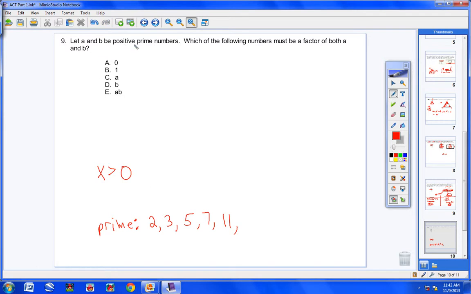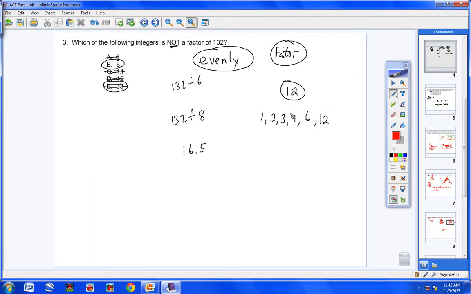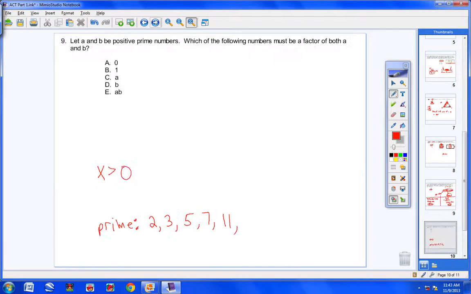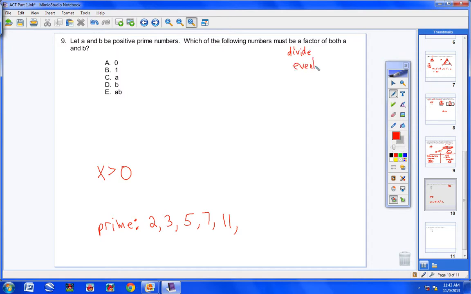Let A and B be positive prime numbers. Which of the following numbers must be a factor? Now, guys, about 6 or 7 problems ago, I was reviewing what factors are. Factors are numbers that go into a given number evenly. Okay, that's what a factor is. Let's go back to this problem. Which of the following numbers must be a factor? Or another way to say this, which of the following numbers must divide evenly? That's what factor means. Divide evenly into what? Both A and B.